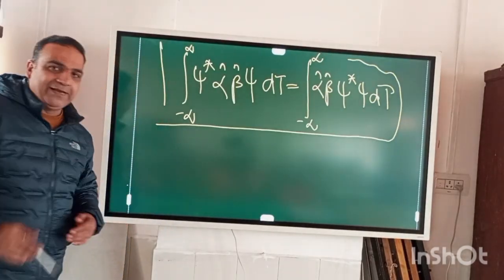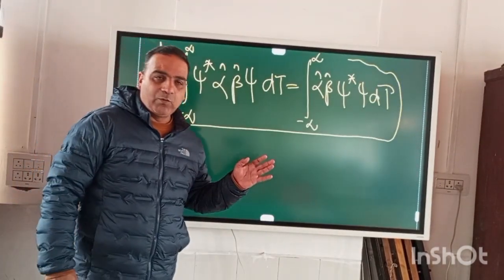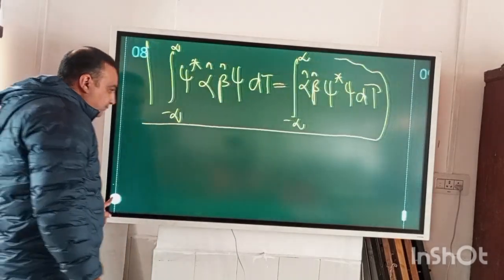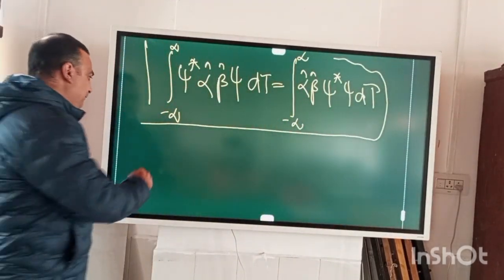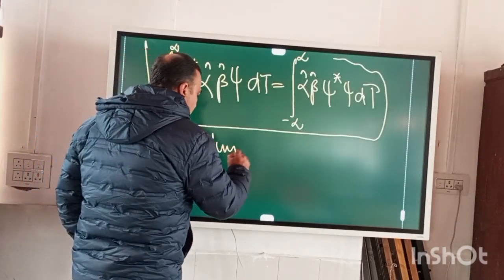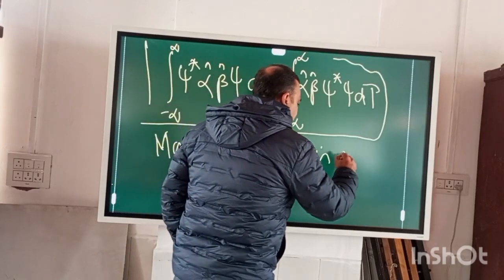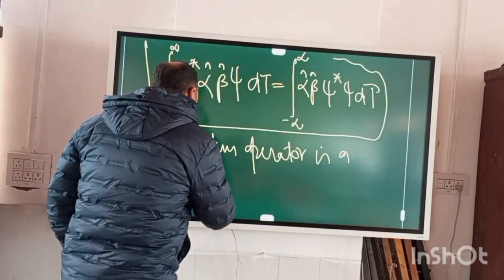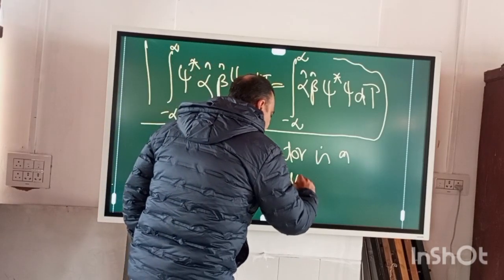Now let me go with another important example of Hermitian operators, and that is the momentum operator. So let us now prove that the momentum operator is a Hermitian operator. Let's do it.